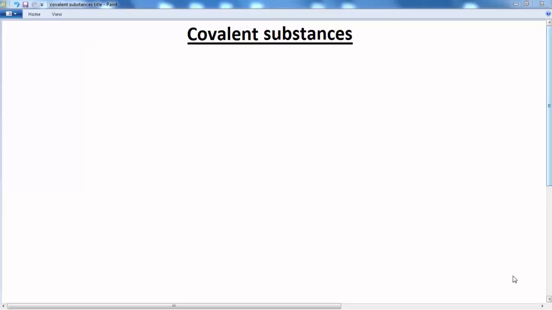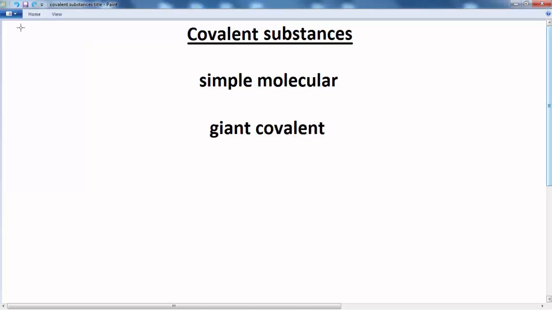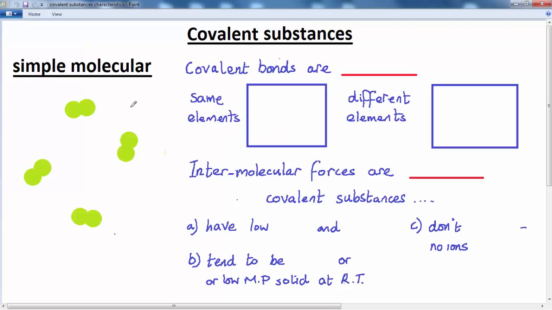In this lesson we're going to look at the properties of covalent substances. Now, covalent substances can be divided into two types. They can be simple molecular or giant covalent. In this lesson we're going to look at simple molecular substances. So here we're talking about where the molecules that are formed are relatively small.